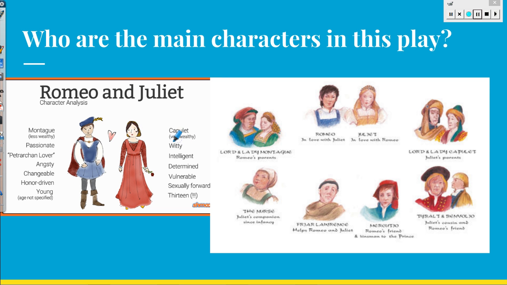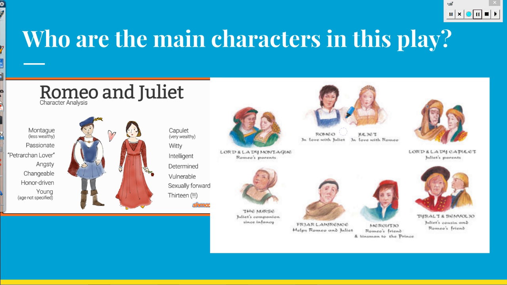Juliet is very witty. She has smart little things that she says back to Romeo. She's very intelligent, determined. She's sexually forward. She's only 13 years old. And, okay, vulnerable. So he's probably a teenager also, but she was only 13.